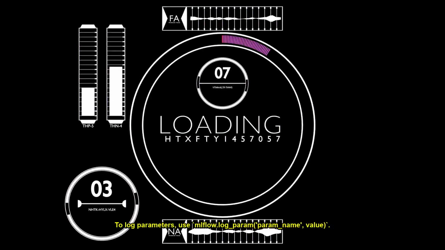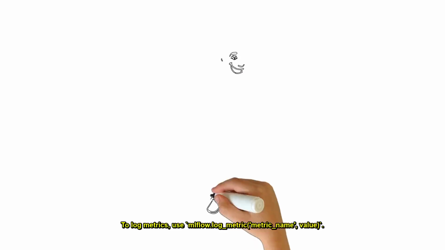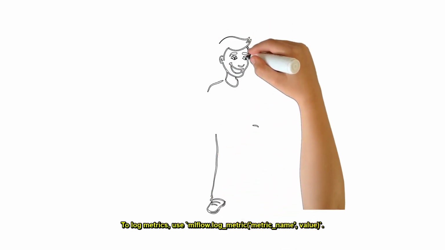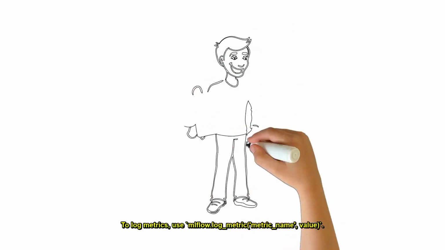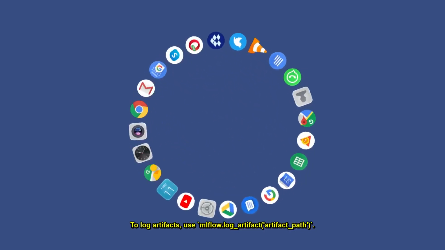To log parameters, use mlflow.log_param(param_name, value). To log metrics, use mlflow.log_metric(metric_name, value). To log artifacts, use mlflow.log_artifact(artifact_path). After completing your experiment, end the run using mlflow.end_run.